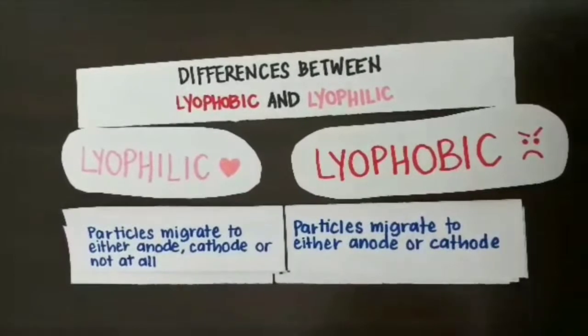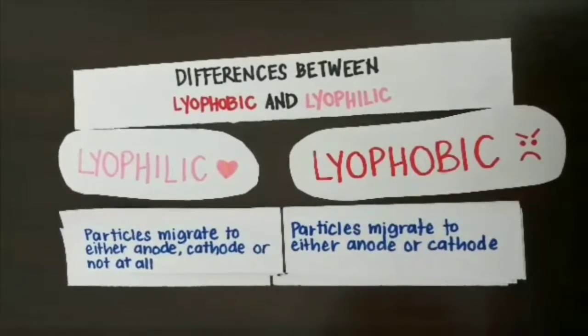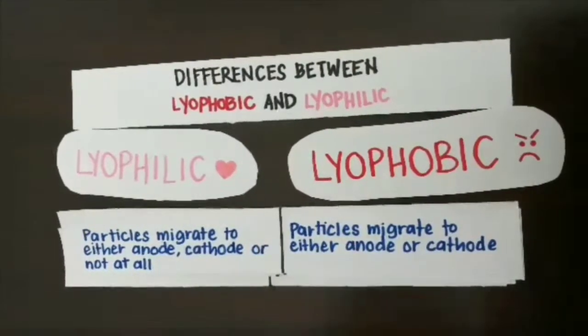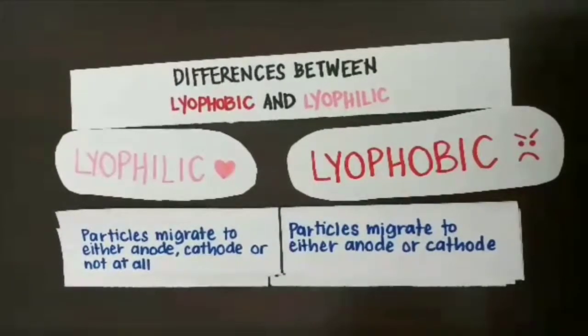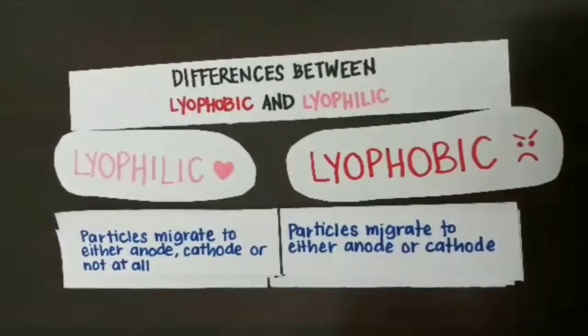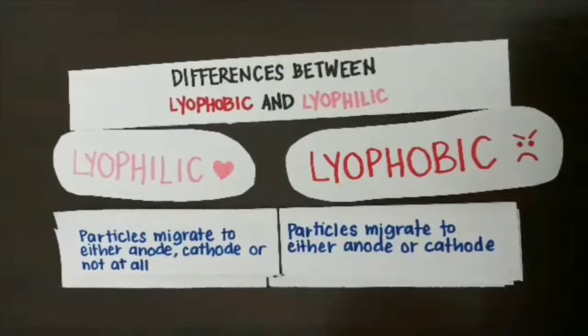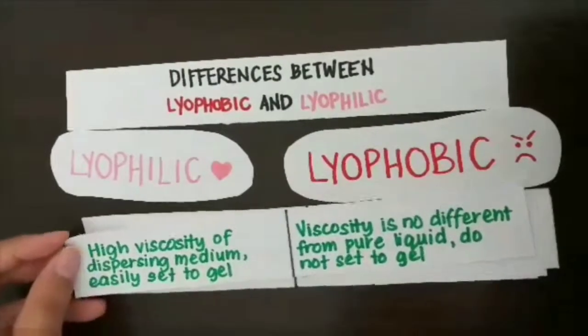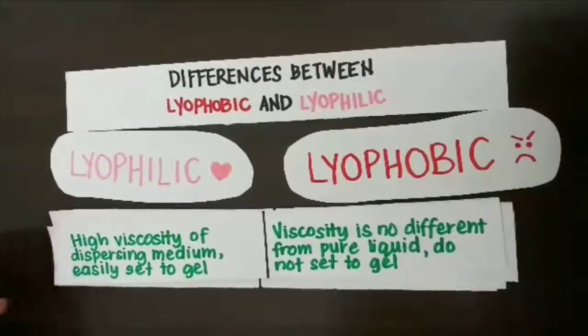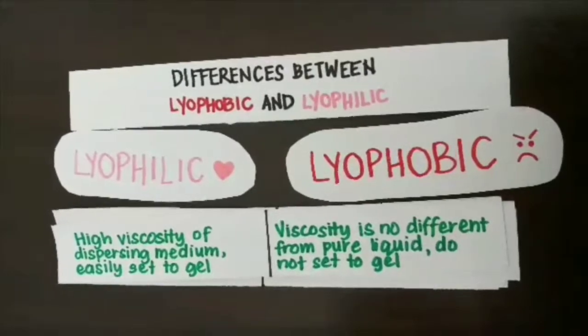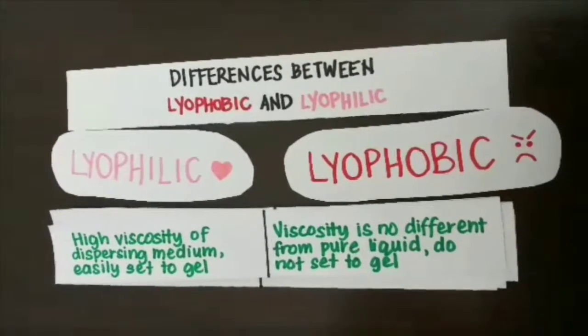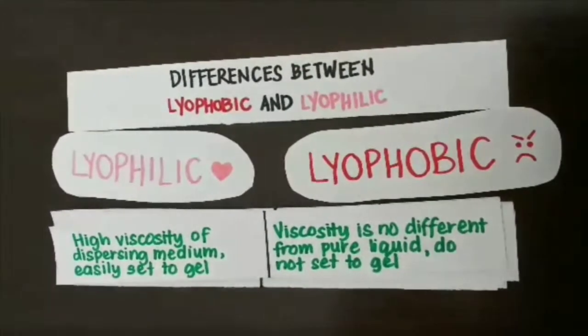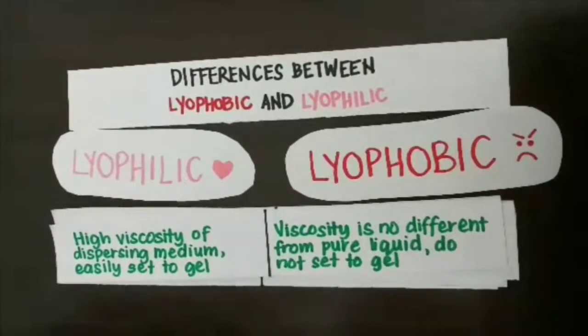Next, lyophilic has particles that migrate to either anode, cathode, or not at all, while lyophobic particles migrate to either anode or cathode. And lastly, lyophilic has high viscosity of dispersing medium, which easily sets to gel, while lyophobic viscosity is no different from pure liquid, which does not set to gel.